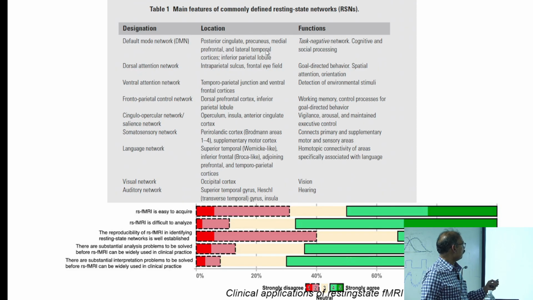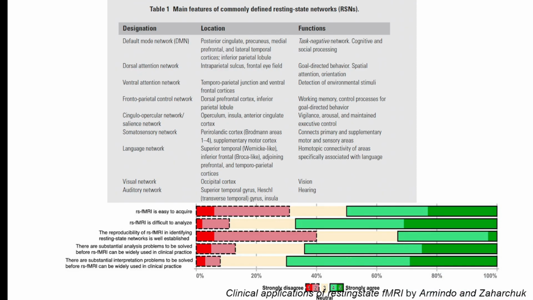And so you have the default mode network, which is in the posterior cingulate, precuneus, medial frontal, and lateral temporal regions, and these are associated with task-negative, cognitive, and social processing. And then we have a series of others: the visual network would obviously be vision, auditory is hearing, and so on. And this is a paper that was recently published by Armindo and Zaharchuk. The title was Clinical Applications of Resting State Network.